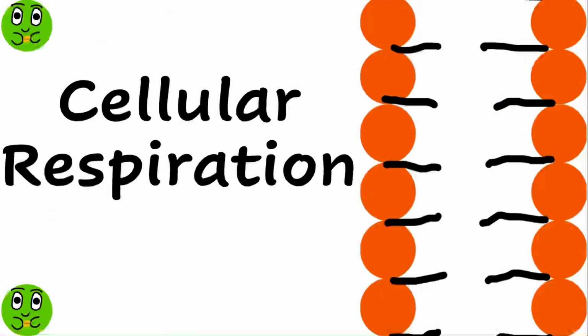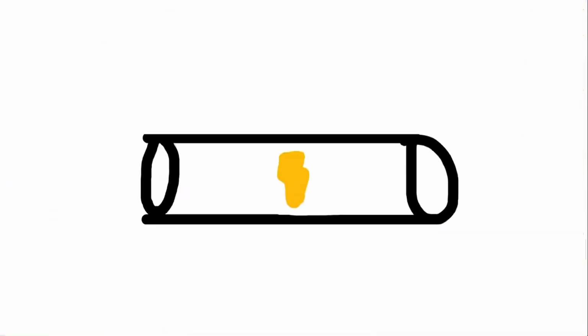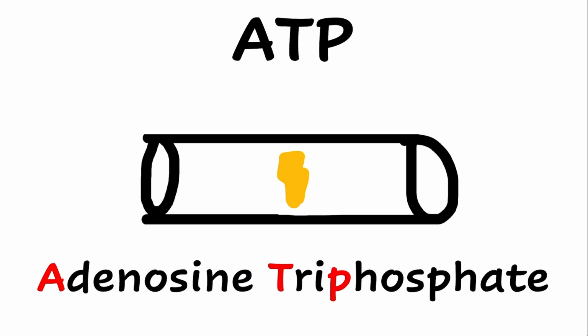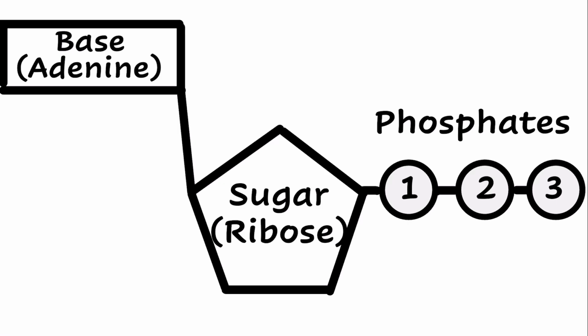It's me, Miriam, and today our topic is about cellular respiration. Let's get started. Well, before we get started, we need to know something called ATP. ATP stands for adenosine triphosphate. ATP is an energy source. ATP has a base called adenine, a sugar called ribose, and 3 phosphates. That's why it's called adenosine triphosphate.